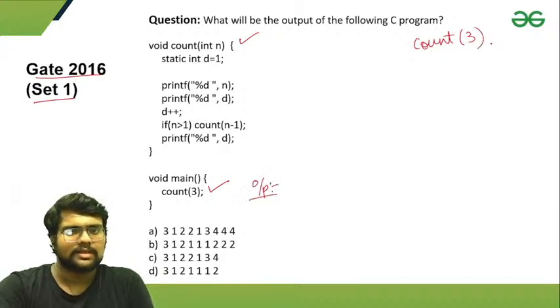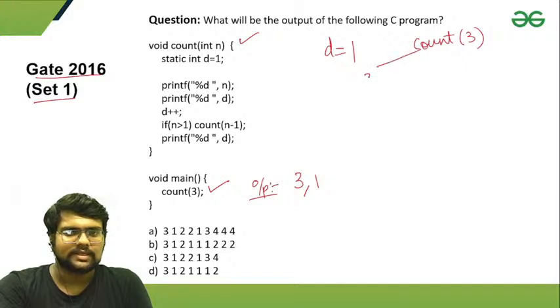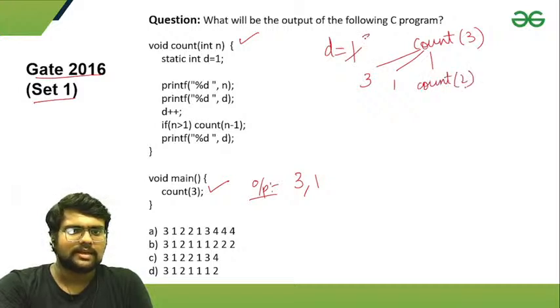When count of 3 is called, we have a static variable d, so its initial value is 1. First we will print the value of n, so it is 3. Then we print the value of d, that is 1. So first 3 will be printed, then 1 will be printed for d, then d will be incremented first, and then we will call for n minus 1, so count of 2 will be called.